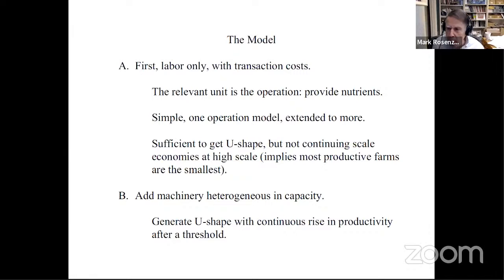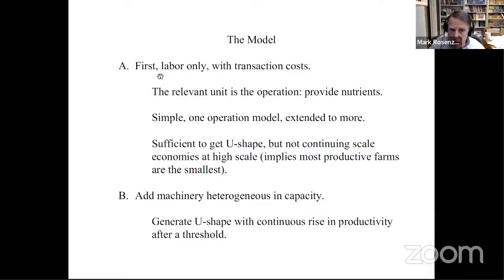We'll do the model in 2 steps for heuristic purposes. We'll first have a model in which the only input is labor, but that incorporates the transaction costs. The relevant unit is the operation, because farming is segmented into a sequence of operations. For each operation, we need to use inputs to carry out the operation, whether the operation is applying fertilizer or applying seeds or tilling the soil or plowing or harvesting. That's what we mean by an operation. To simplify, we'll just look at one operation, but it can be easily extended to more than one operation. We do that in the appendix of the paper.